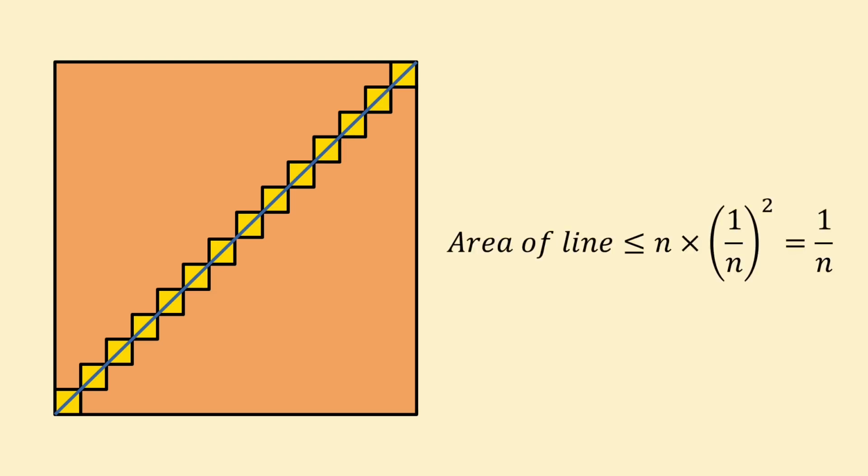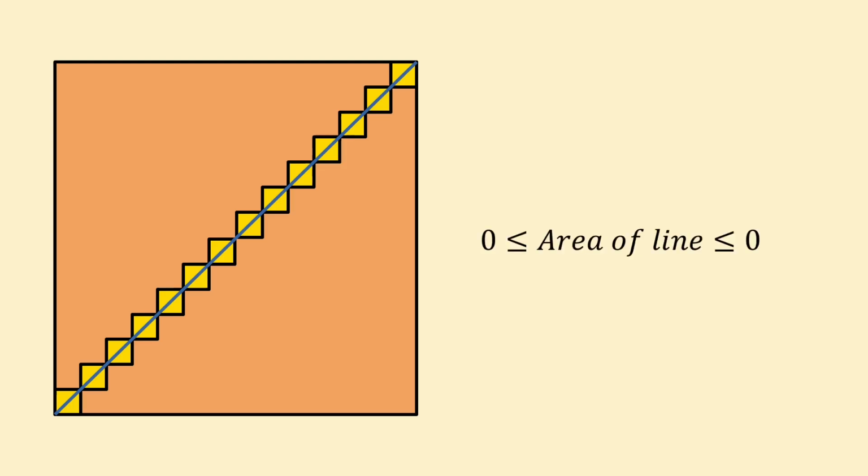As the upper bound holds true for all n, we can let n go to infinity. This results in an upper bound of 0. Also, by definition, the area is always greater than or equal to 0. So, with these two bounds, we conclude the area of the line is 0.